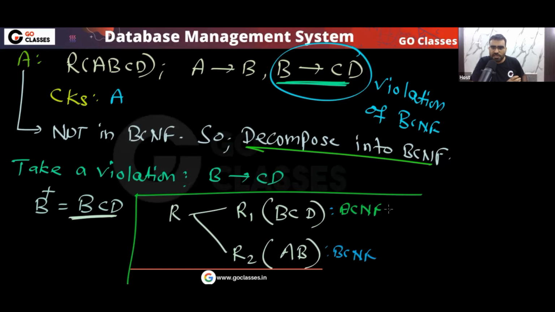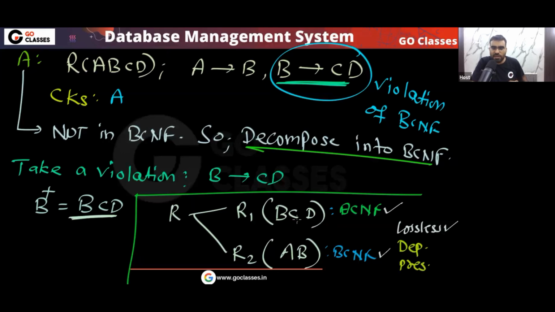And can you notice, is this lossless? Check if it is lossless or not. See, BCNF is done. Now you check lossless or not. Yes, this is lossless. You can see the set of common attributes is B, and this B is a super key in R1. So this is lossless.